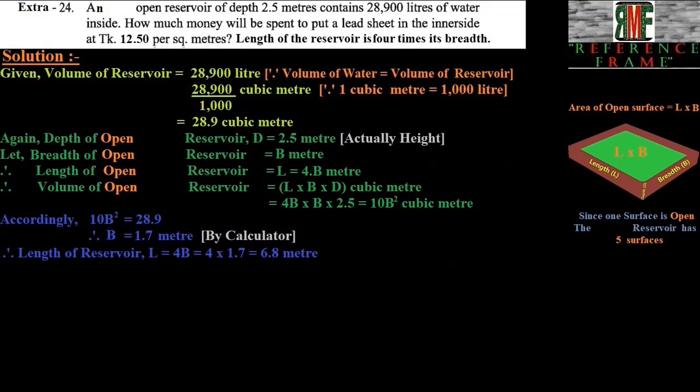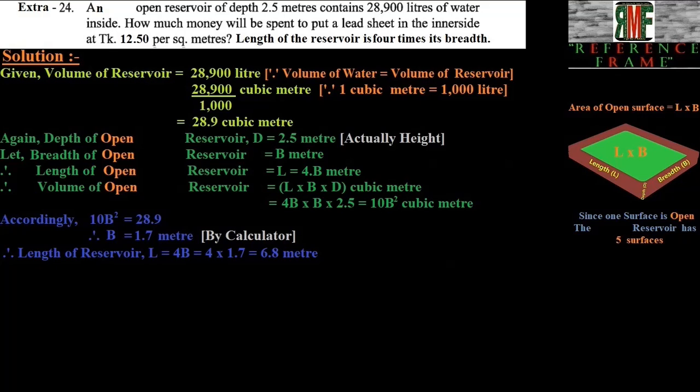Look, in the previous problem we had the same length and breadth, but here length and breadth are different. That is the slight technical difference between the previous one, that means the open square reservoir, and this one, that means the open rectangular reservoir. So we need this length and breadth for the next portion.